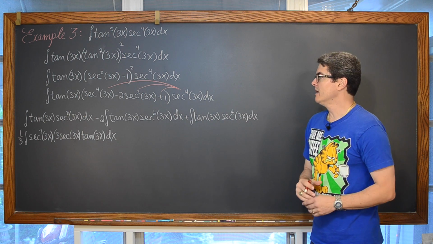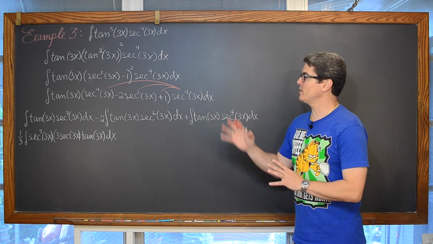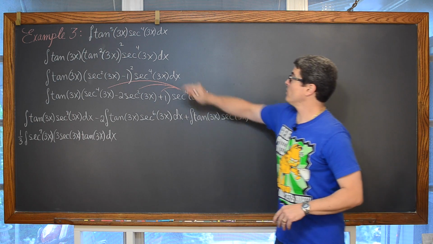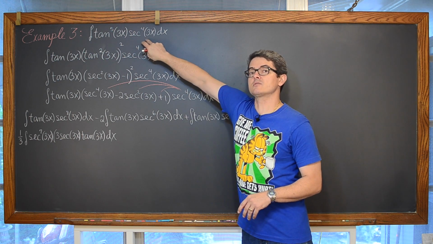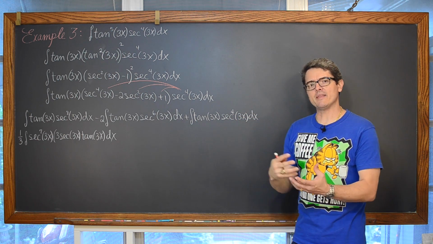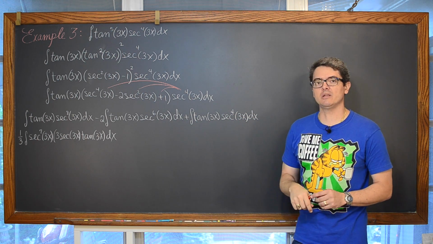And then we'll look at this another way, where instead of putting this into powers of secant, we're going to put it into powers of tangent, pulling out a secant squared, or secant of 3x squared, and talk about why that version of this problem is going to be less work.